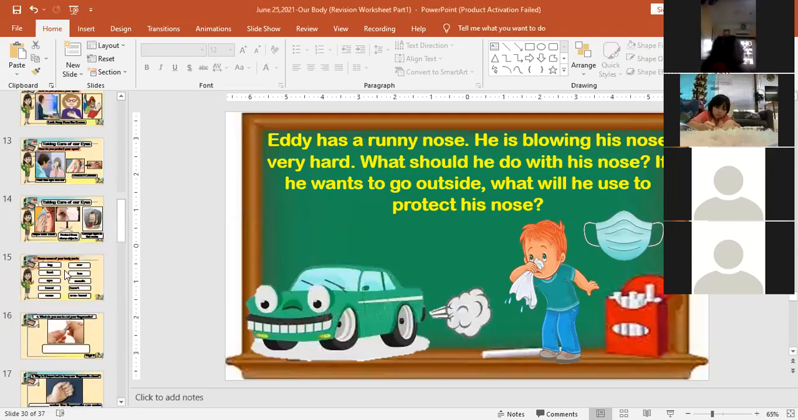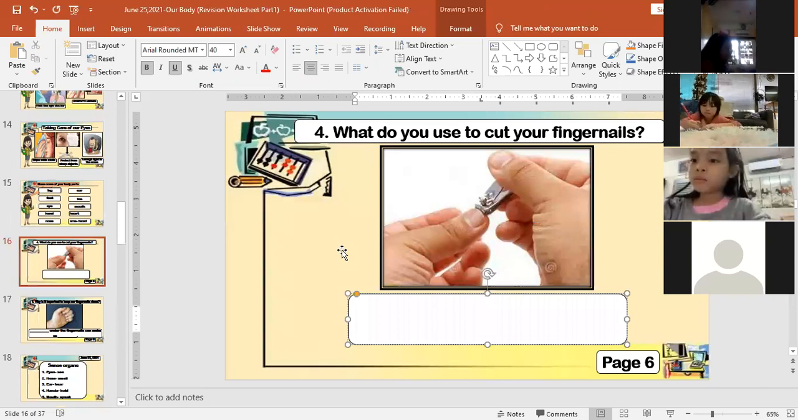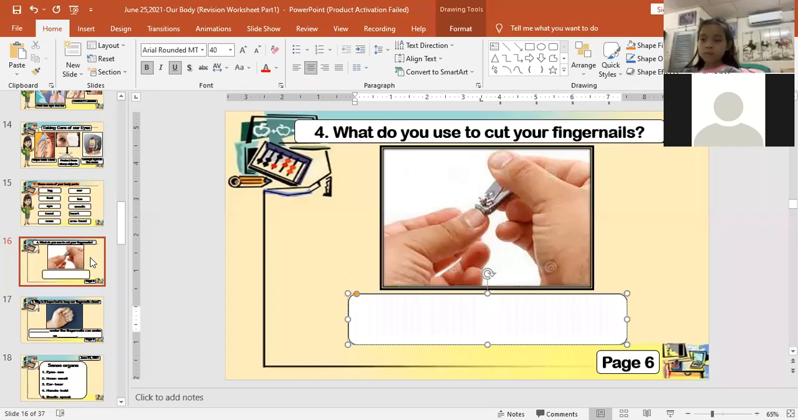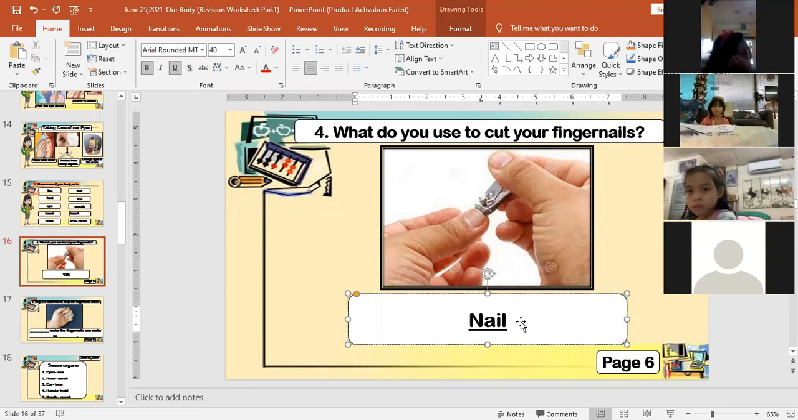Okay, this time let's continue with this one. What will you use to cut your fingernails? Who can answer this one? What's the name of this one? Nail clipper. Nail cutter or nail clipper.